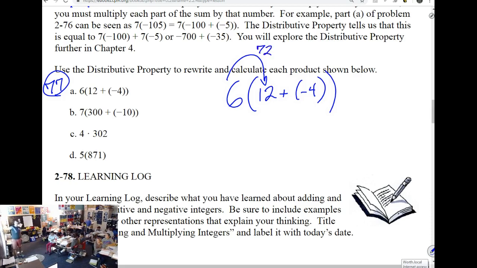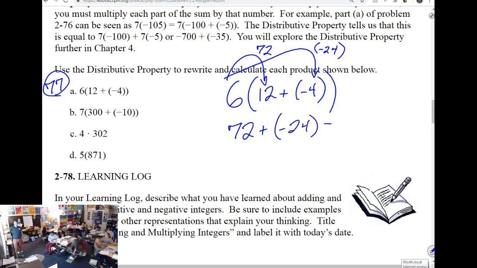Then your other arrow. 6 times negative 4. So 6 times 4 is negative 24. So I have 72 plus a negative 24, which is... Who wins? Good guys, bad guys? Good guys. So I put a plus out here.